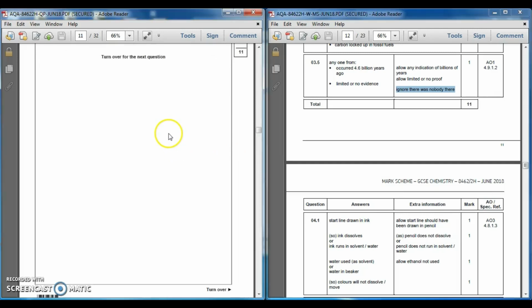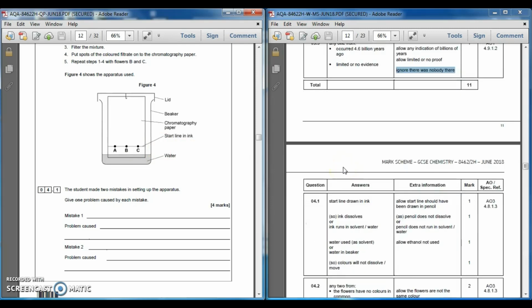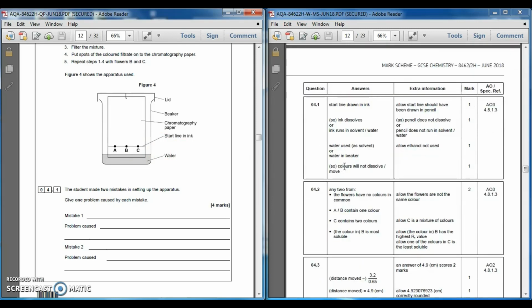Okay. Question 4 about chromatography. The mistakes people made that weren't mistakes: they mentioned a lid. It's just a different way of holding up the piece of paper. We quite often used a stick of wood. The lid isn't a problem. What is a problem is the starting line being drawn in ink, because then you might have the ink running up the chromatography as well and interfering with the results.